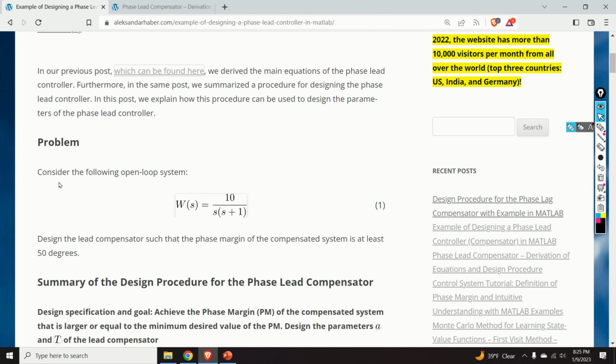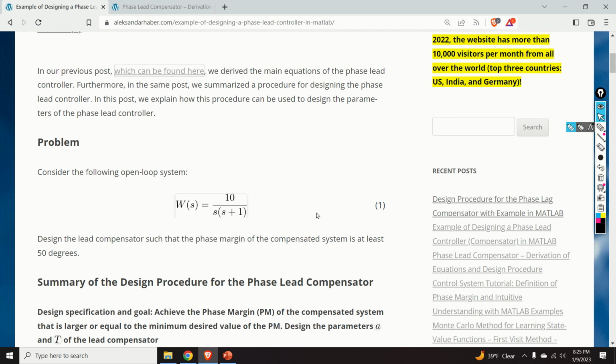Here's the problem. Consider the following open loop system given by equation number 1. Our goal is to design a lead compensator such that the phase margin of the compensated system is at least 50 degrees. Now you can stop me over here and ask me the following question.